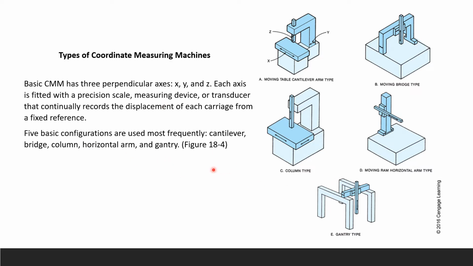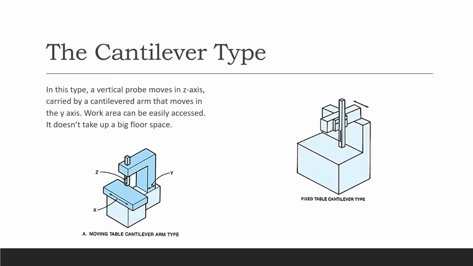And come back here, CMM, dealing with the coordinate measuring machines. They are machines because they have to deal with big products, complex assemblies. Okay, now let's go. Next one. The very first one is cantilever type. Looks like this. This one is your fixed table. This one is your moving table.